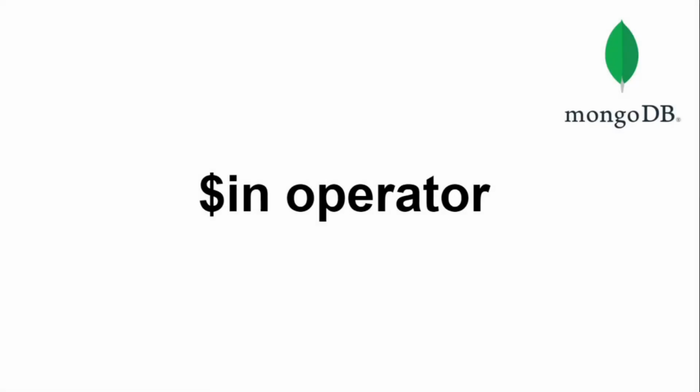Welcome back. In this video, I'm going to show you what is the purpose of the in operator and how you can use the in operator in MongoDB. The in operator is a very simple but very important operator in MongoDB. The in operator selects the documents where the value of a field equals any value in the specified array. This means that instead of finding documents on the basis of a single value, you can find documents by specifying multiple values using the in operator.